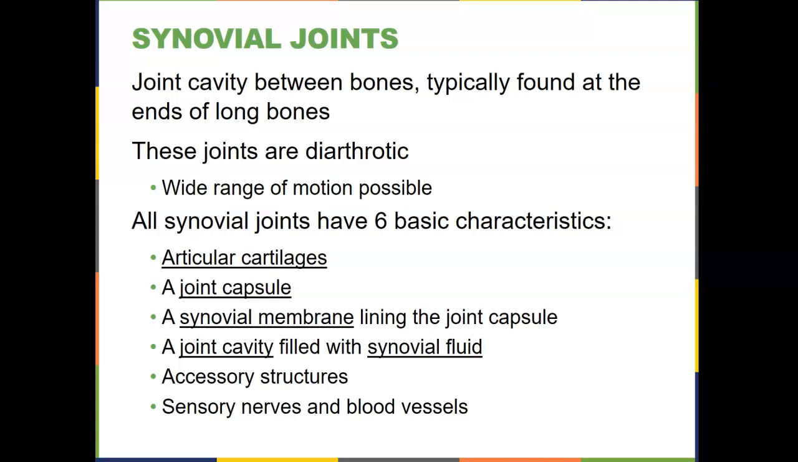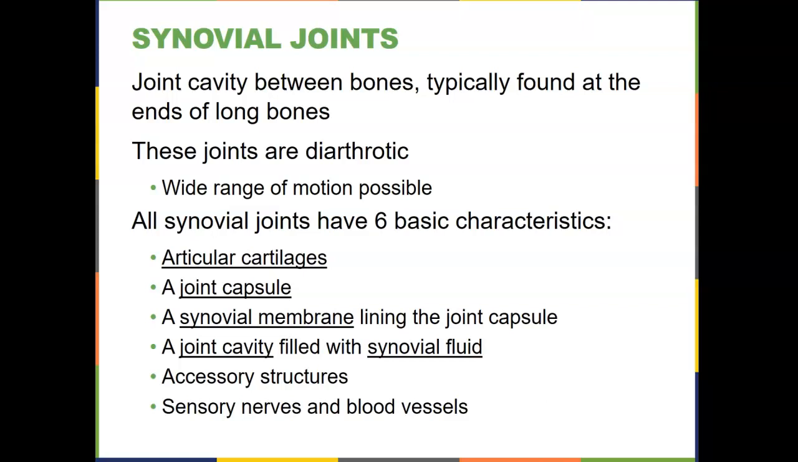Now, synovial joints have 6 basic characteristics. Since there are only 6, this seems to me like a really good question for the exam. We have articular cartilage within a synovial joint, the actual joint capsule itself, the synovial membrane that lines the joint capsule, which produces synovial fluid. So the joint cavity has synovial fluid within it, produced by the synovial membrane. And then we're going to have lots of accessory structures, and those depend upon which synovial joint you're talking about.